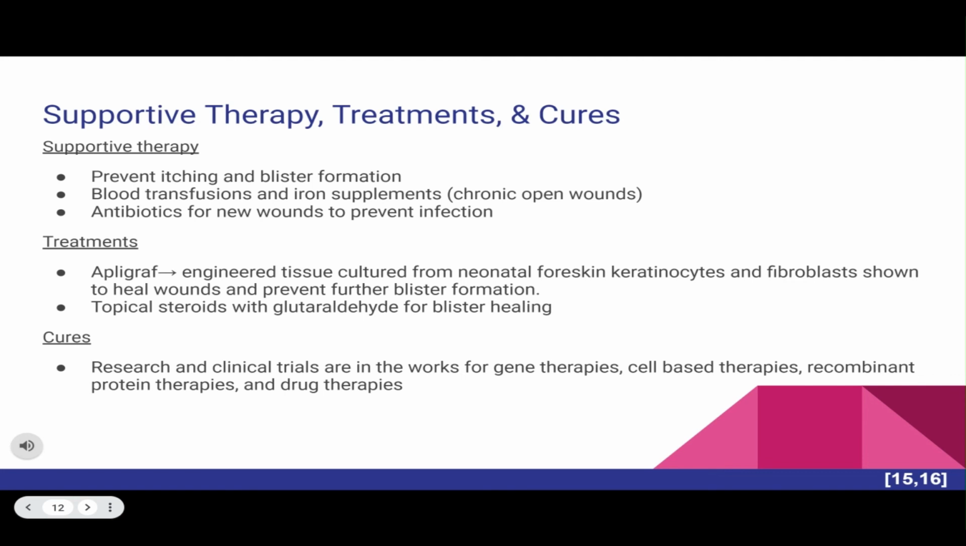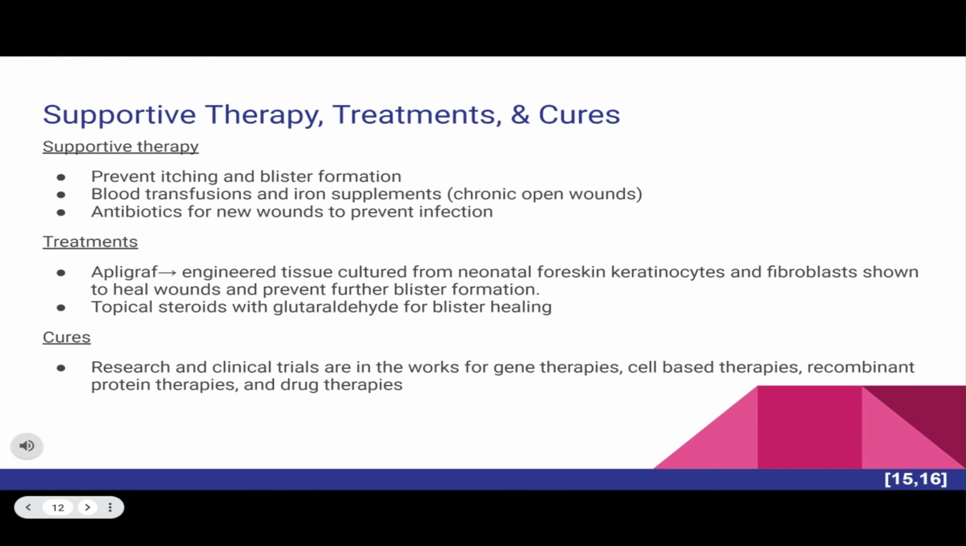Currently, treatments that are available are Apligraf, which is an engineered tissue cultured from neonatal foreskin keratinocytes and fibroblasts shown to heal wounds and prevent further blister formation. Topical steroids can also be used with glutaraldehyde for blister healing.